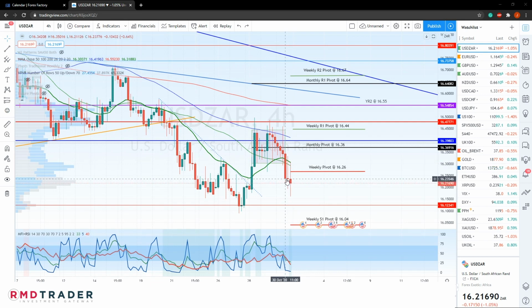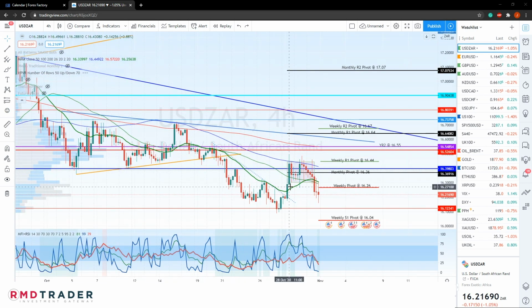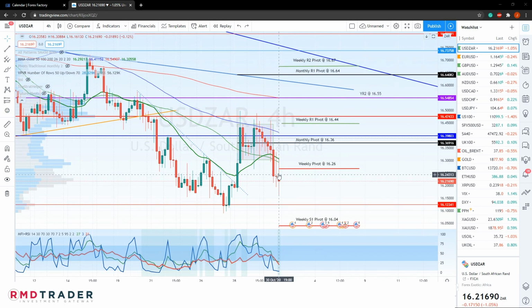So for this week, we can look at this in one of two ways. The first one would be where we consider that we had a breakout higher from this bearish channel, and we are currently just retesting this level, meaning we are expecting to move higher. Or perhaps this is still part of a bigger bearish move, and we can expect another move lower towards this area of our weekly S1 pivot at 16.04.